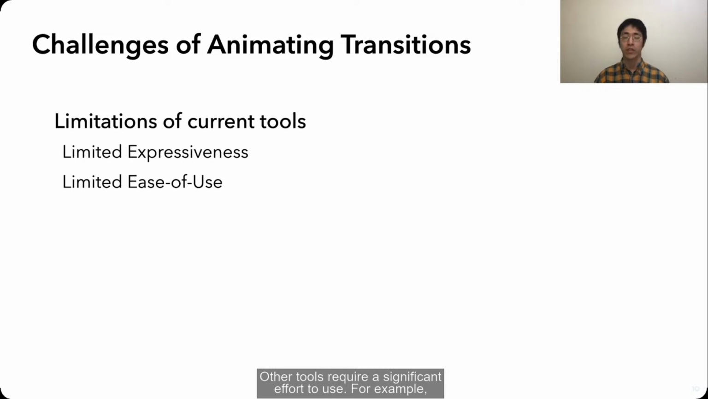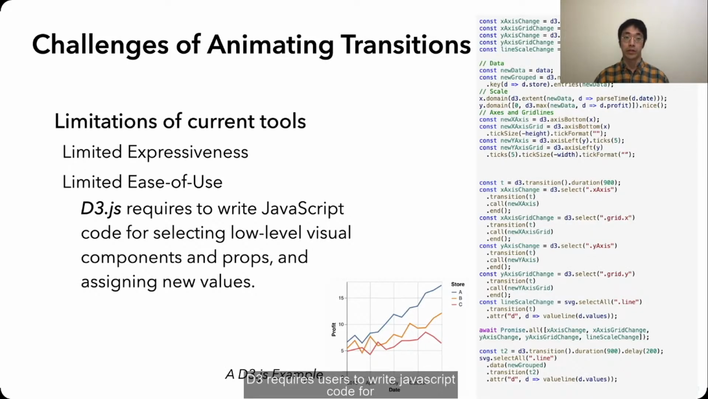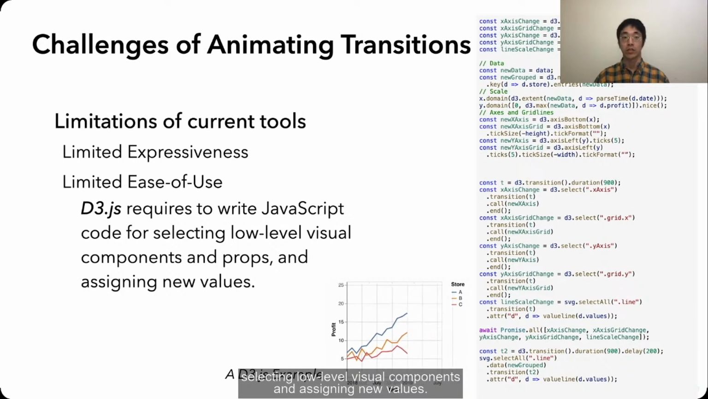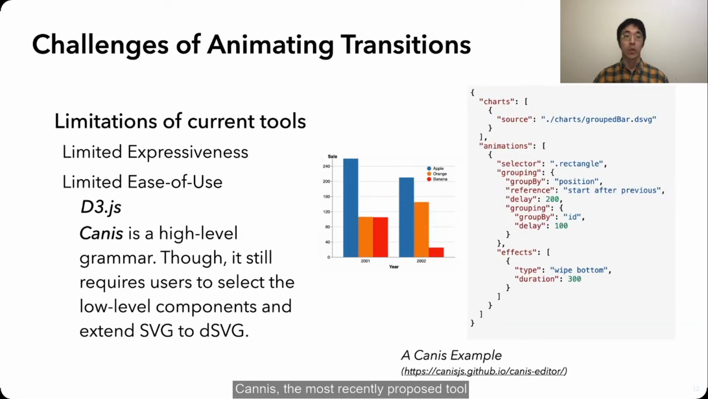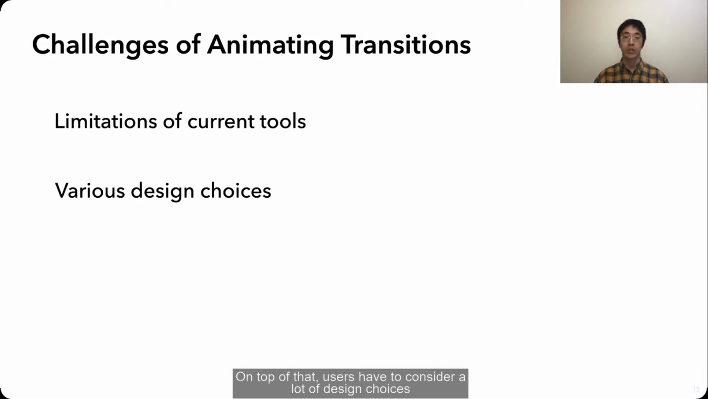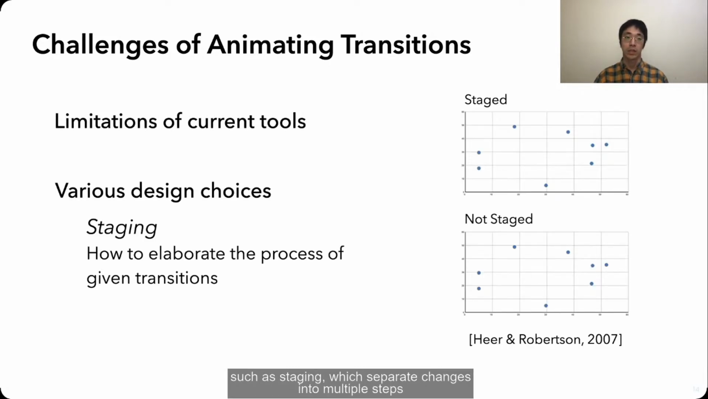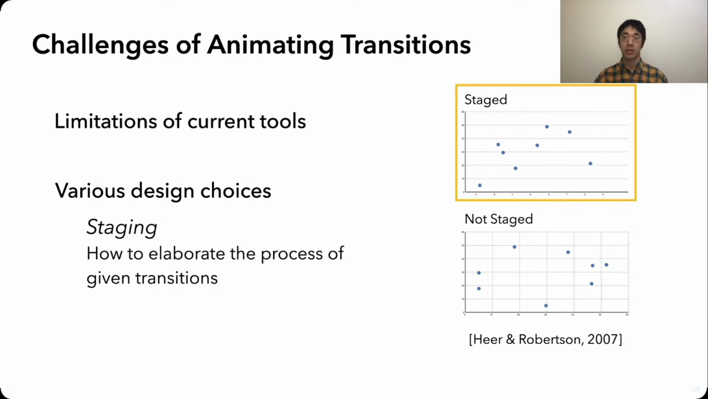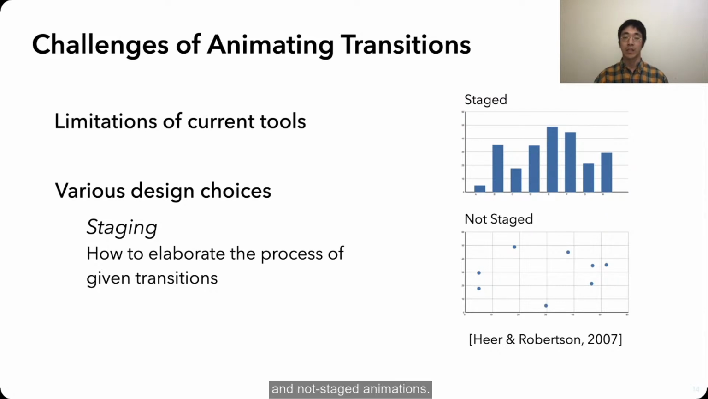Other tools require significant effort to use. For example, D3 requires users to write JavaScript code for selecting low-level visual components and assigning new values. Kanit, the most recently proposed tool, offers a higher-level grammar, but users still need to select the low-level components like D3 and extend the existing SVG format visualization to DSVG format. On top of that, they also have to consider a lot of design choices, such as staging, which separates changes into multiple steps to elaborate the process of the given transitions. The right tool shows the staged and not staged animations.